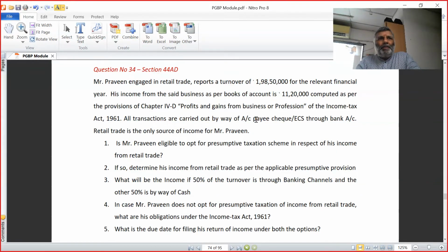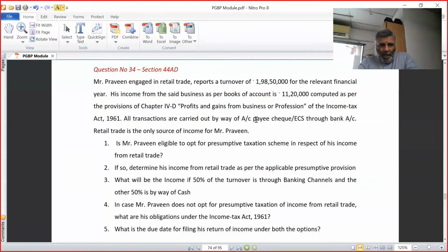Question number 34. Praveen, engaged in retail trade, reports a turnover of 1 crore 98 lakh 50,000 for the relevant financial year. His income as per books of account comes to 11,20,000. All transactions are carried out by account payee cheque or ECS. Retail trade is the only source of income.